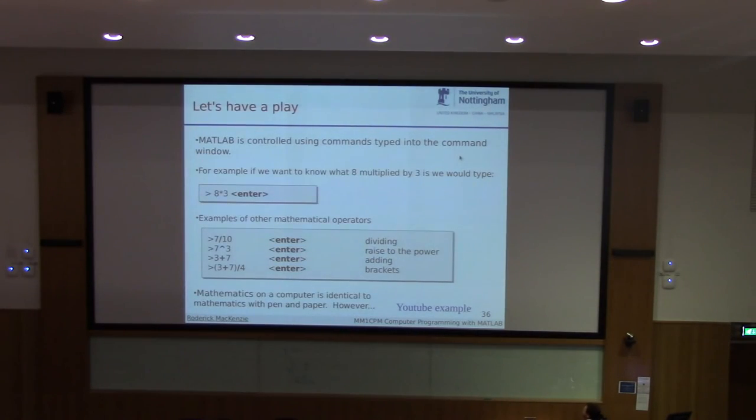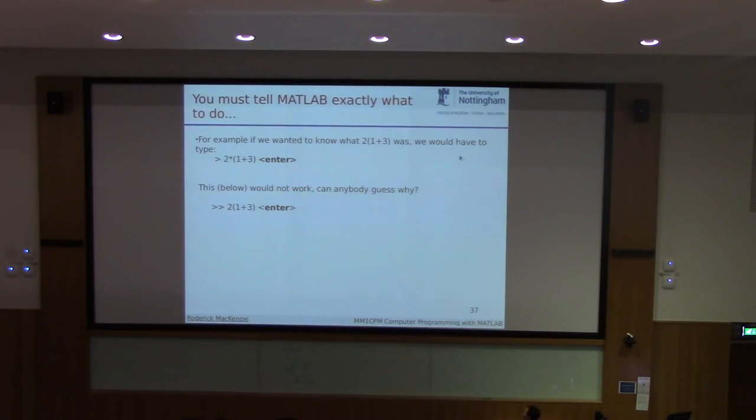Right, so we've done that. Brackets work. Now, this is the point I want to make about computers being stupid and not understanding. If in maths you wrote 2 times brackets 1 plus 3, you'd get 8. And if you wrote 2 brackets 1 plus 3, you'd also get 8. But computers are stupid. Can anybody guess why this wouldn't work? You haven't told it to multiply.